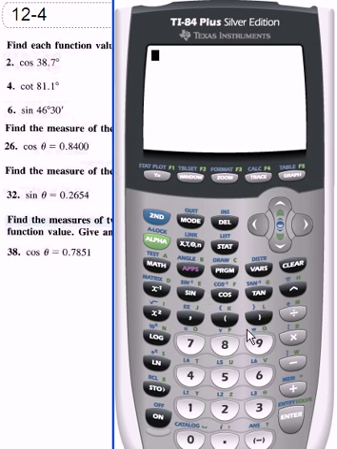The cosine of 38.7 then is the cosine of 38.7. We're asked to do it to 4-digit accuracy, so 0.7804 is the answer.